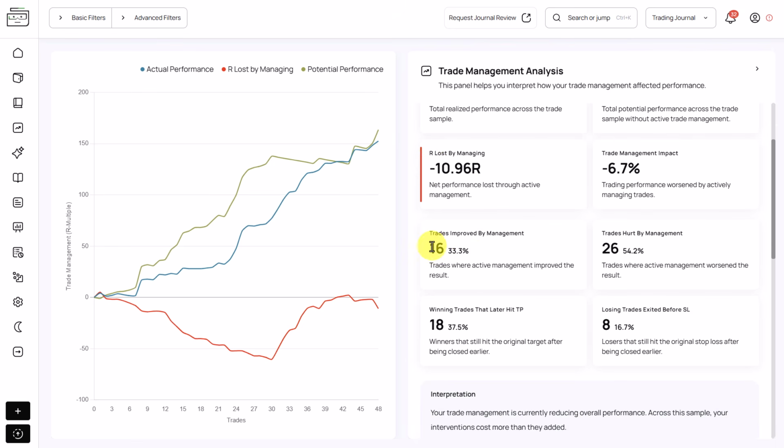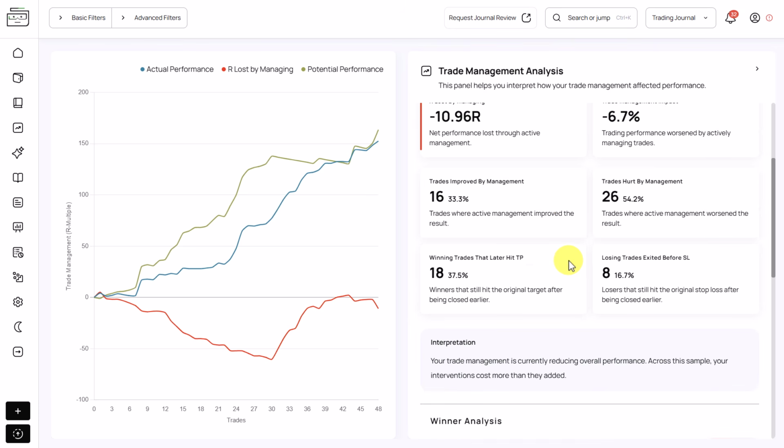We can see we have 16 trades, or 33% of all the trades, where actively managing the trade improved the outcome, but we have 55% of all trades that were actively managed, they hurt the outcome of the trade. So this trader, by looking at the data here, would probably do much better by implementing a passive trade management approach and not managing his trades and trusting his initial analysis.